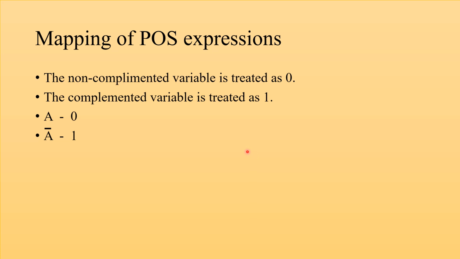In POS, the non-complemented variable is treated as 0, which is the non-complemented term here, A. A is treated as 0 in POS and the complemented variable is treated as 1. Here A bar, this is the complemented variable. So this A bar is treated as 1. Similarly, B is treated as 0, B bar is treated as 1, C is treated as 0, C bar is treated as 1, etc. For mapping a POS expression, we have to draw a two-variable Kmap.